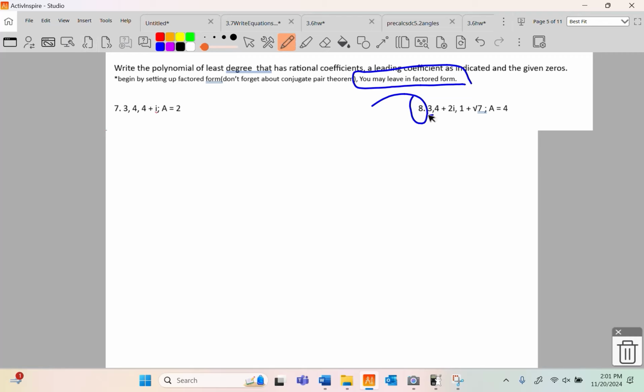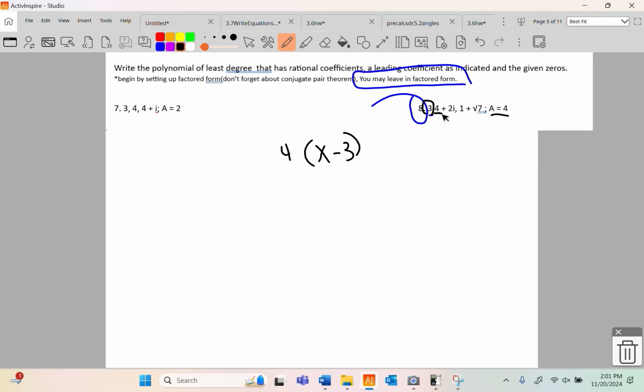So I know that 3 is a 0. Alyssa, what's that make a factor? You're not saying it right. What's the factor? X minus. There's an A value given. Or should I start off with that? Where's it going? In the front.